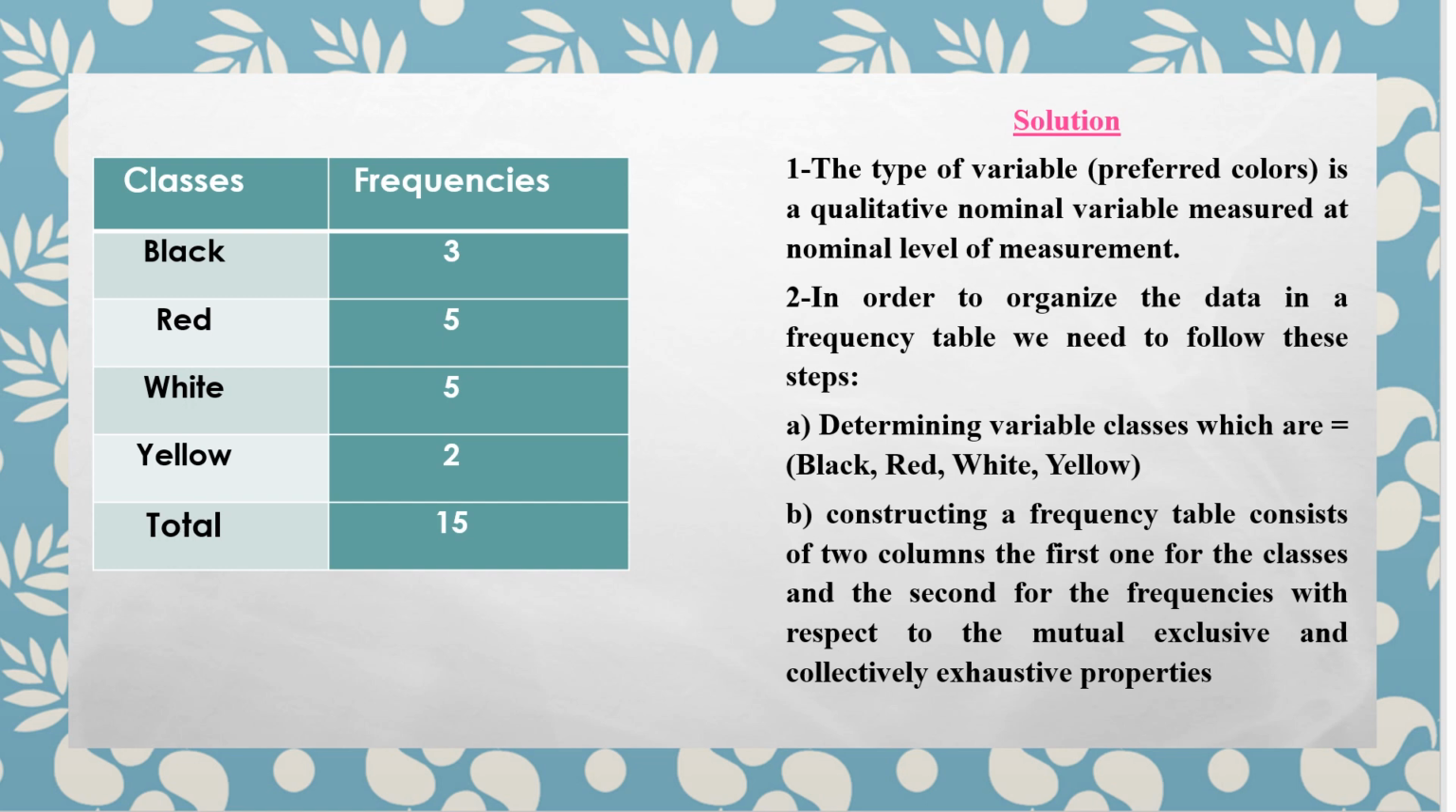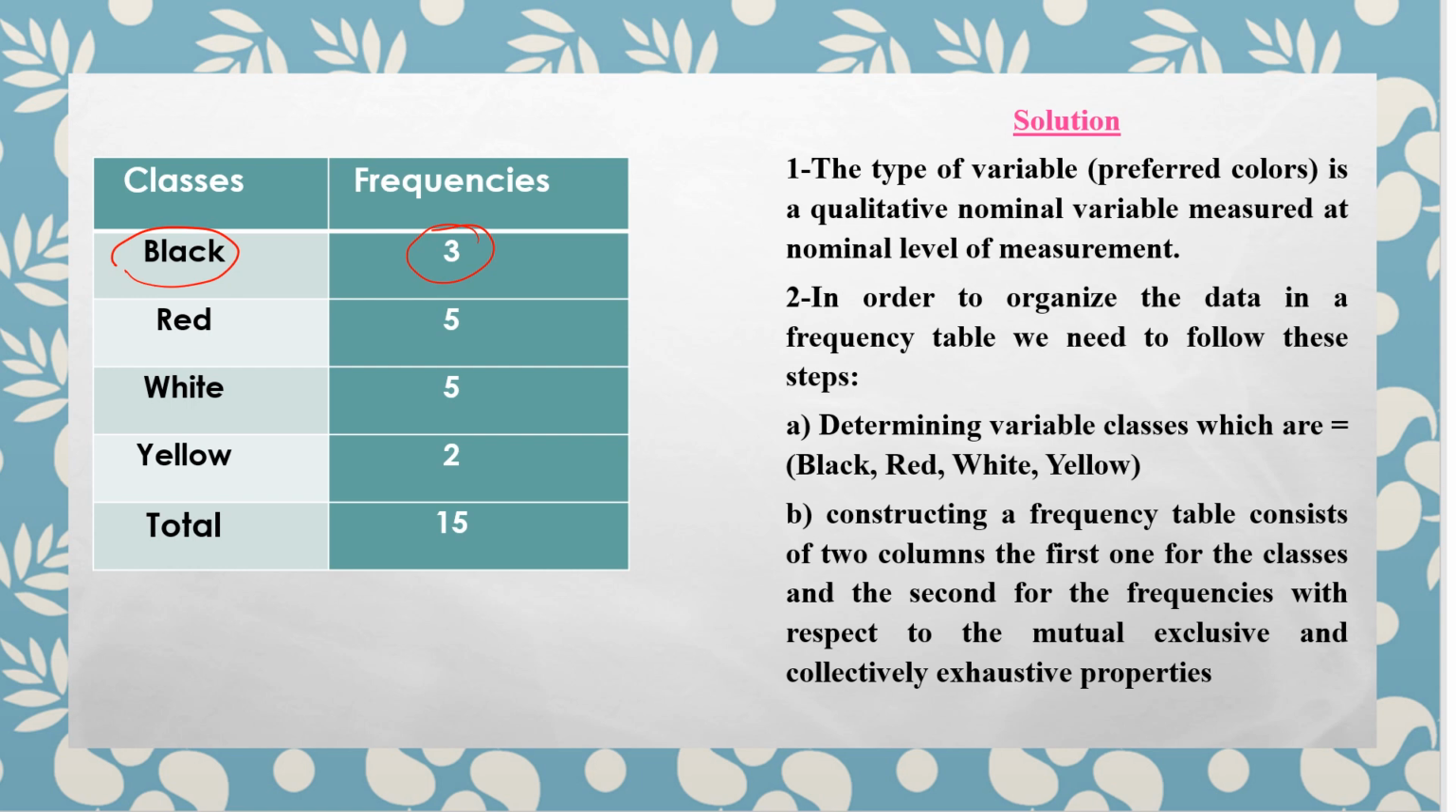Then we will construct the table, which consists of two columns, classes and frequencies. Classes of the variable, as we just said, are black, red, white, and yellow. These are only four colors. And the frequencies are how many times, for example, the black color is repeated. By taking a look at the sample collected, we can find that the black color is repeated 3 times among children. So the first class is black, and the frequency for black is 3.